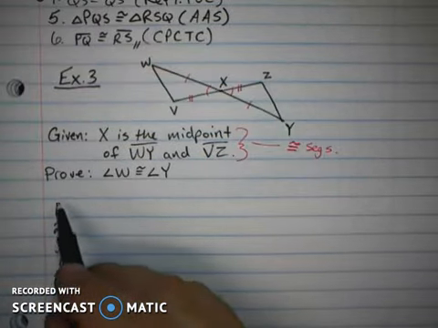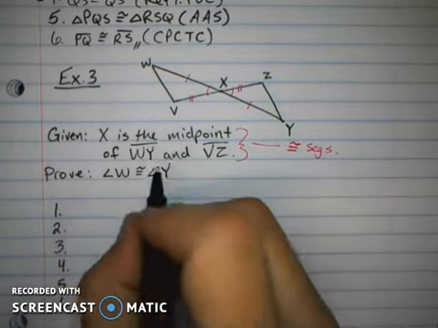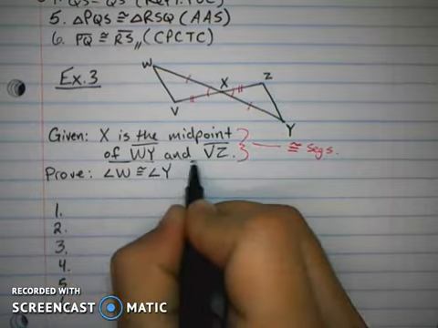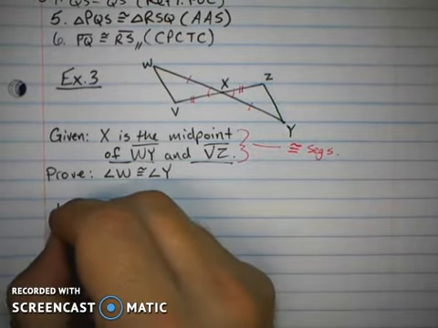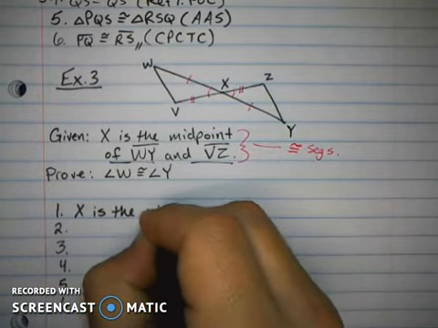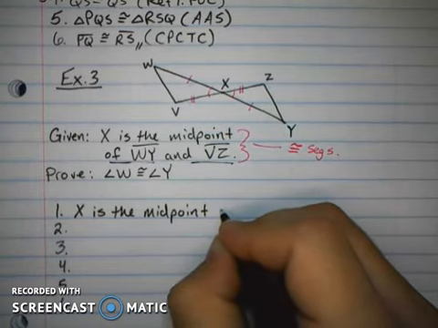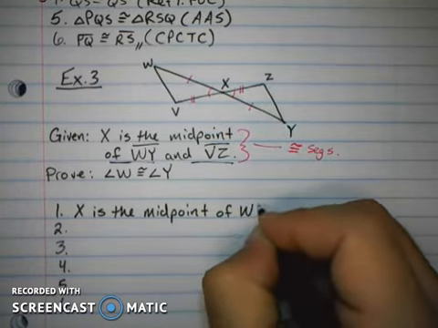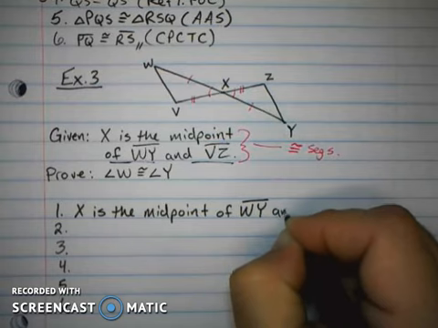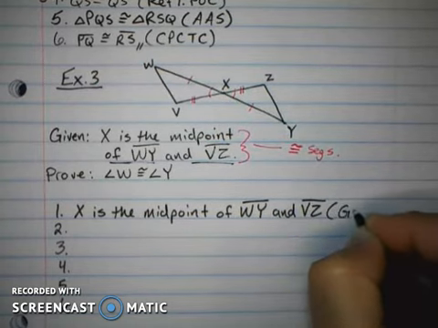So I'm going to go ahead and tell you that this is going to be 6 steps. I'm going to give you the first one. We only have one given statement written, even though it tells me 2 things. So we're going to say X is the midpoint of WY and VZ because it's given.